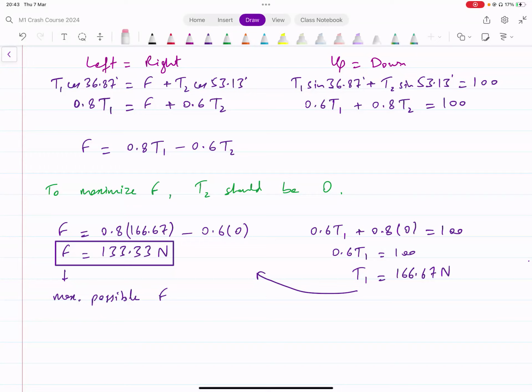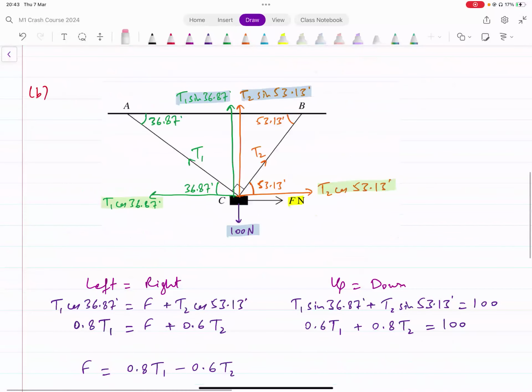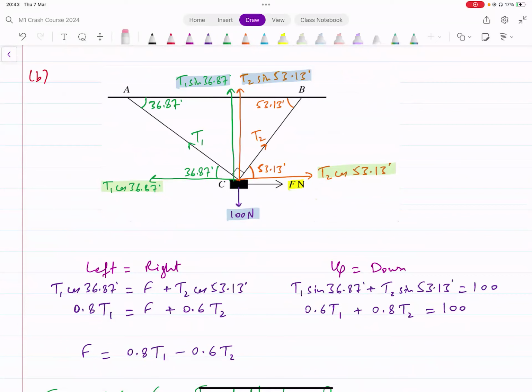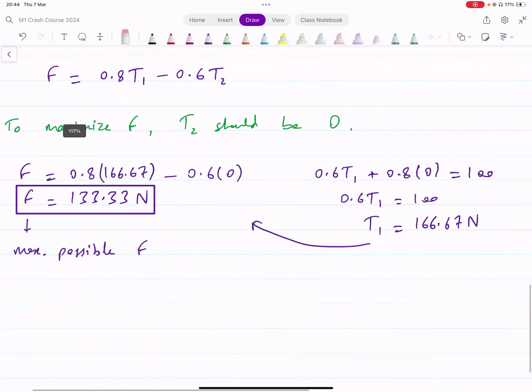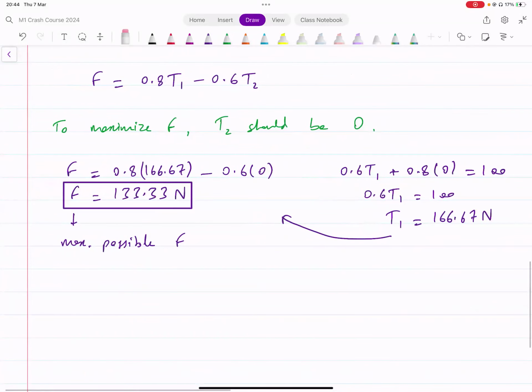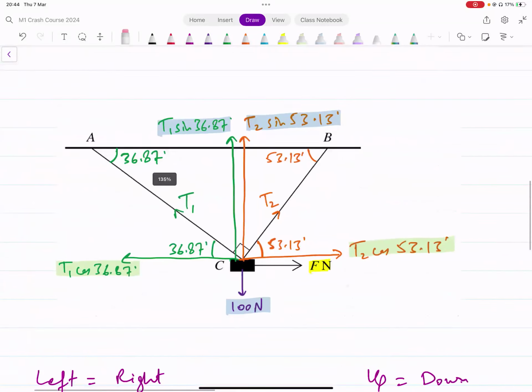Now, that's one way to think about this. Now, you might be thinking, how can tension be equal to 0? How can the value of tension be 0 in something like this? Another way to think about this could be using the diagram, and that will also help you understand how we can put T2 equal to 0. Let's have a look at this diagram instead.